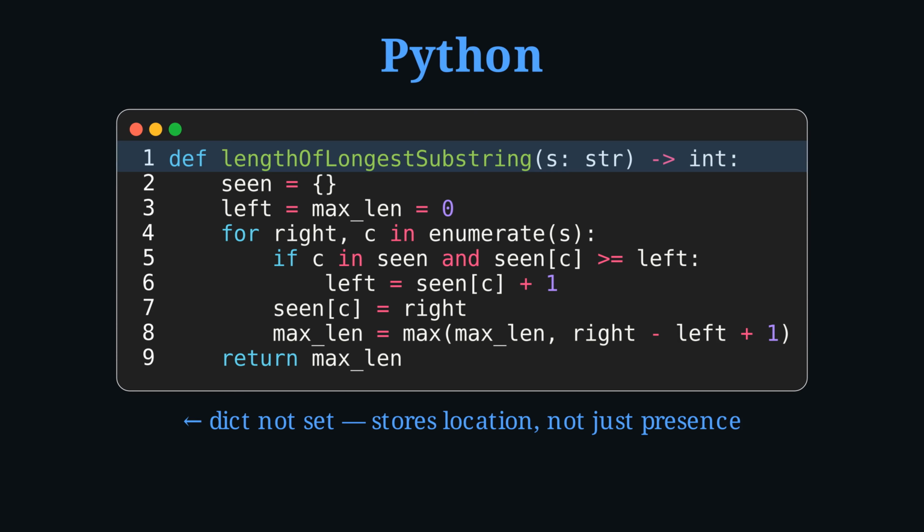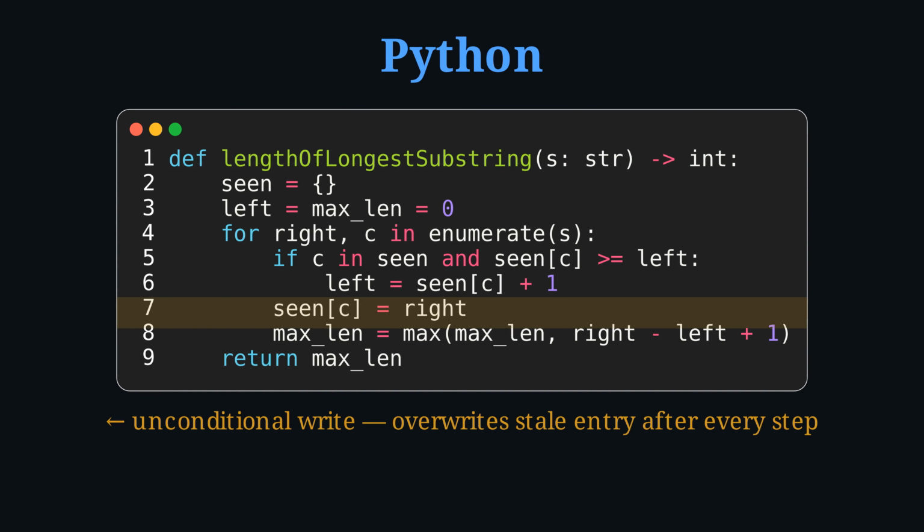2 lines carry the most weight. First, seen[c] = right is unconditional. It runs even when we just jumped left after a collision. This overwrites the old entry with the current index, keeping it fresh so future collisions on the same character jump to the right address.